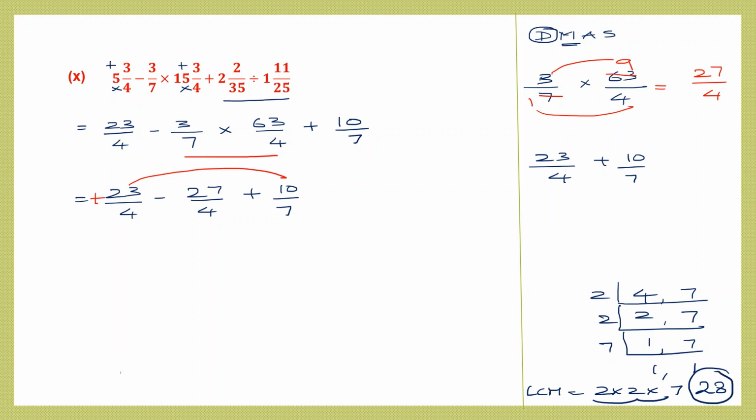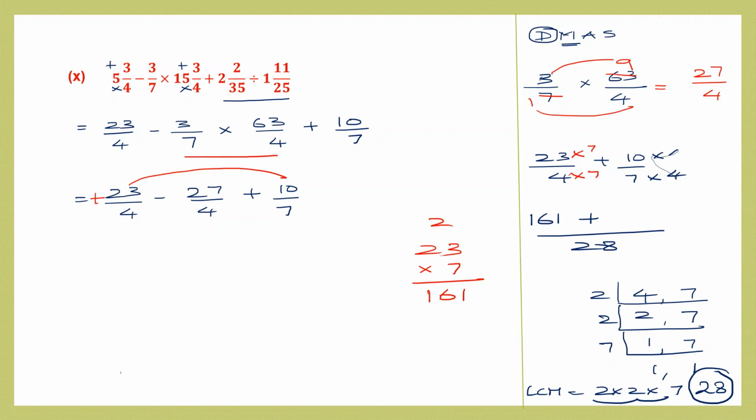So let's use that here. LCM is 28. Now 4 into 7 is 28. So we have to multiply 23 into 7. So 23 into 7. 7 3s are 21, carry 2. 7 2s are 14, 15, 16. So that is 161 plus 7 into 4 is 28. So multiply 10 also by 4.